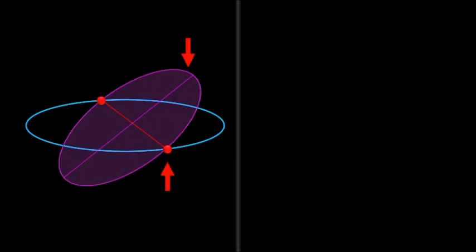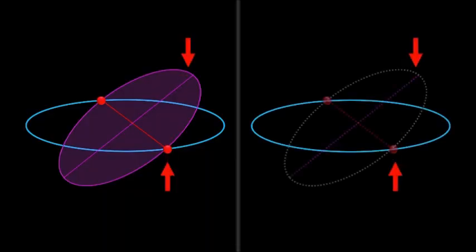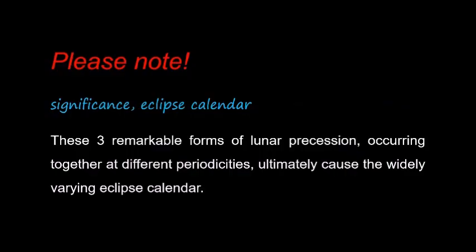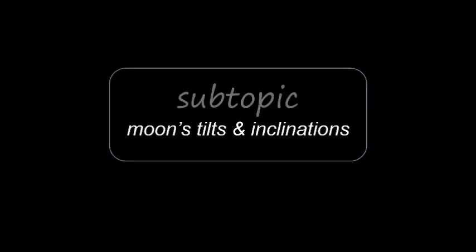In this illustration, please observe the shift of the apsidal line in fuchsia color, and the nodal line in red color, relative to their previous orientations in the first settings. These three remarkable forms of lunar precession, occurring together at different periodicities, ultimately cause the widely varying eclipse calendar. In the context of lunar precessions, a profound insight into the geometry of lunar tilts and inclinations is utterly crucial.